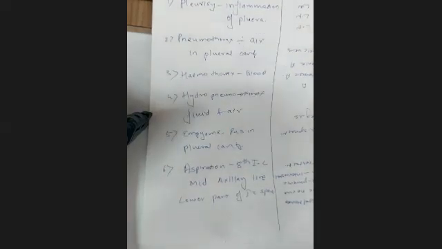Whenever we want to do aspiration of any of this fluid for testing, we do it in the eighth intercostal space, in the mid-axillary line, and in the lower part of the intercostal space, because in the upper part of the intercostal space, lying just in the costal groove, is the neurovascular bundle of that space. So we don't want to get it damaged.